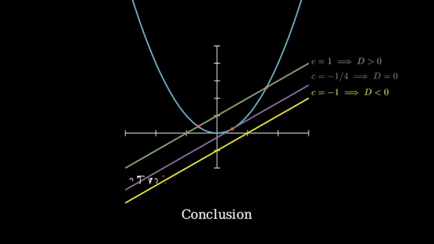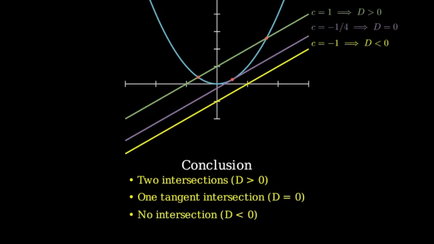In summary, the intersection between a line and a parabola can result in 2 points, 1 tangent point, or no points at all. The discriminant of the resulting quadratic equation is the key algebraic tool to determine which case applies.